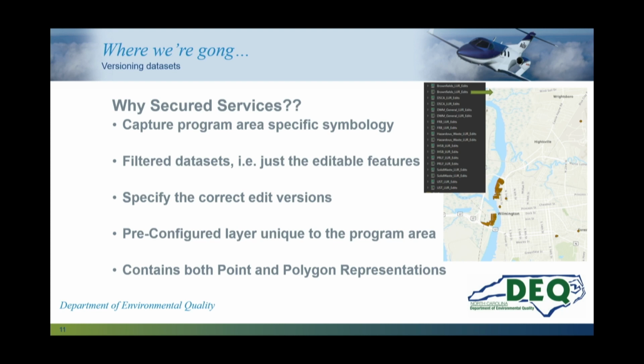So those secured services that come through our GIS server point back to the enterprise geodatabase, capturing specific symbology. When that editing group loads in that service, my screenshot there is a little bit hard to see, but they're getting a certain flavor of their features. Those features are actually filtered, so they're not seeing the entirety of all the land use restrictions, but just the ones for, say, the brownfields group or the inactive hazardous sites branch group. So they're just looking at those.